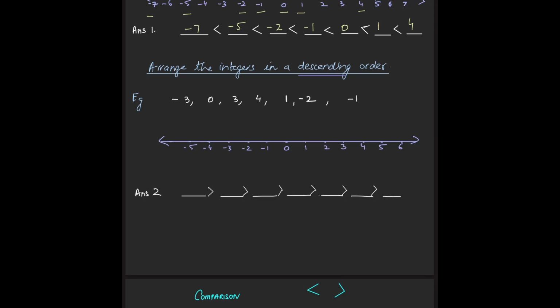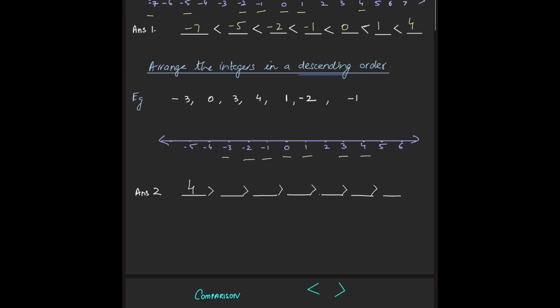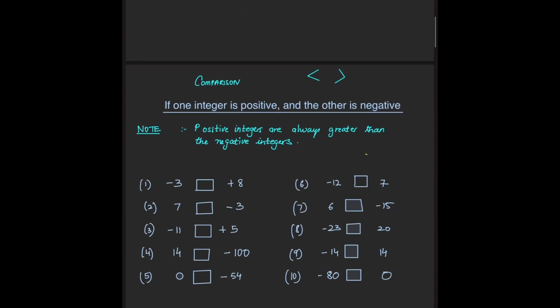Negative 3, it's here. 0, positive 3, positive 4, positive 1, negative 2, negative 1. Okay, so now how are we going to arrange? This is going to be the largest, this is the smallest. So let us just arrange all these quickly. 4 is greater than 3, 1, 0, negative 1, negative 2, negative 3. That's it about arranging them in the ascending and the descending order.